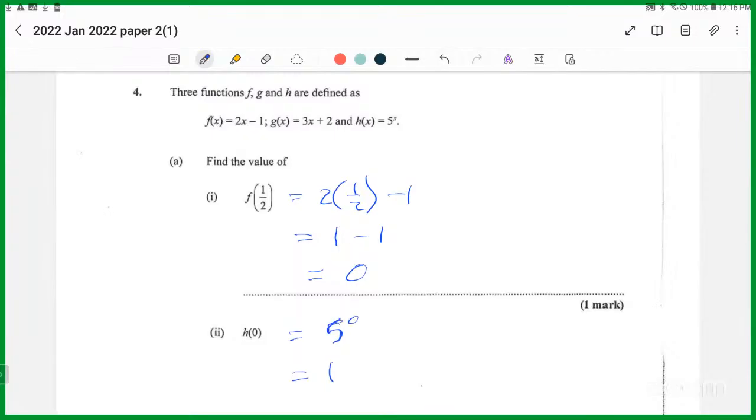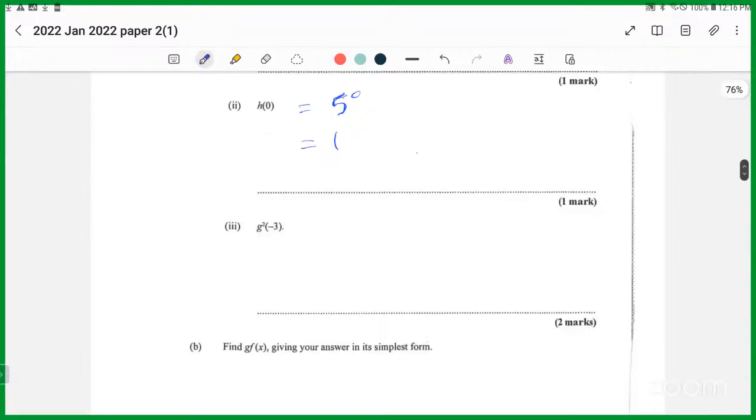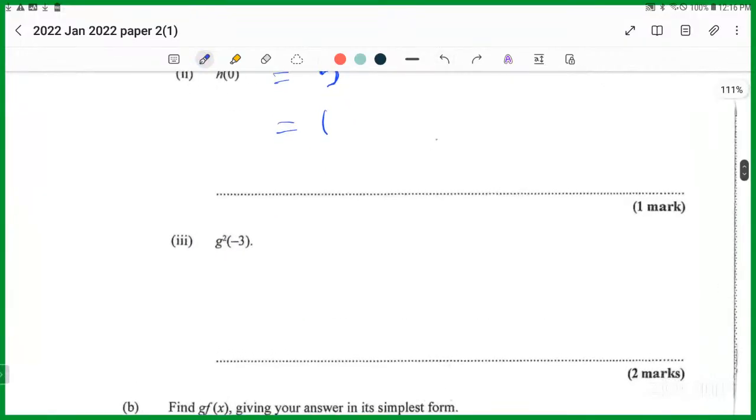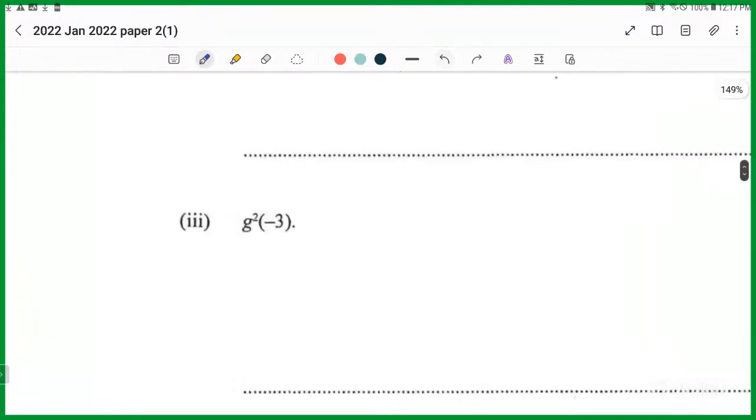Simple as that. Nice and easy. Next, part 1. There's a square now. See there? This square actually now means g of minus 3. You mean that you're going to square the function. What is the g function?